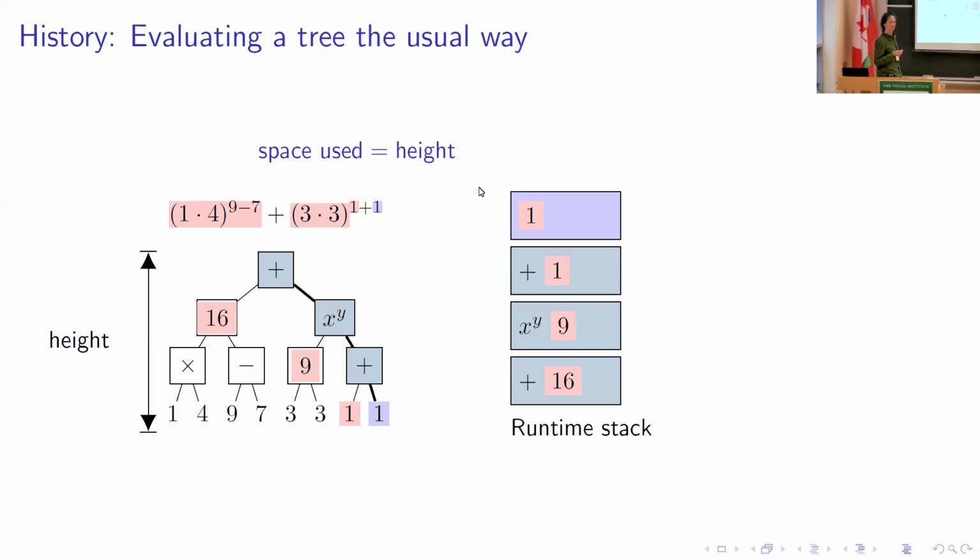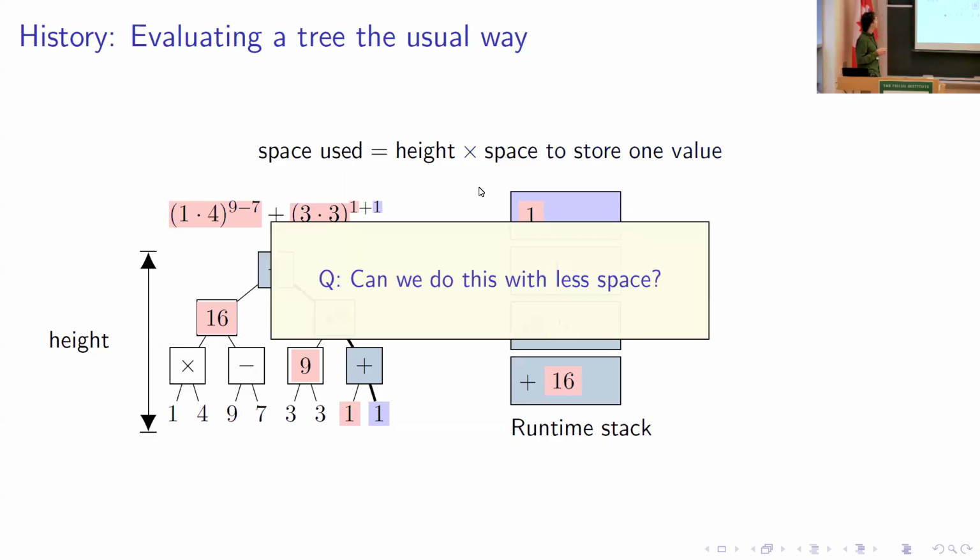So the amount of space this algorithm uses depends on the height of the tree. It also depends on the space required to store a single value from the tree. And that might be important if we're evaluating some formula with really big matrices, like maybe you're doing machine learning.